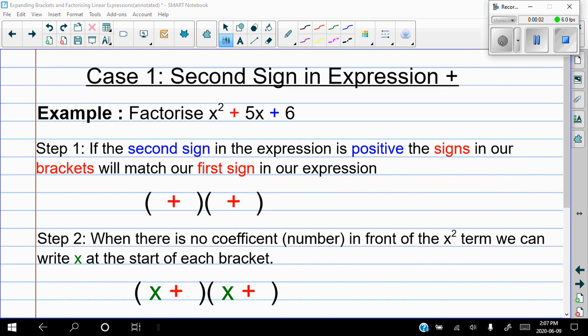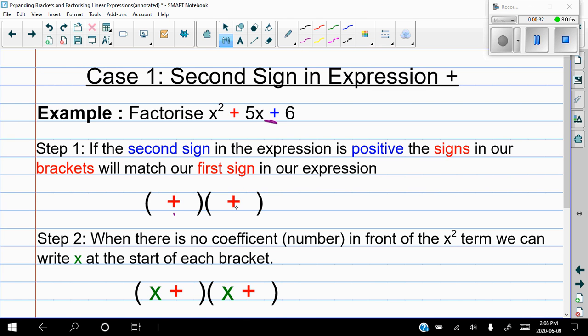All right, so we're going to look at factorizing quadratics in case one. That's where the second sign in our expression is positive. If we're looking at our example, we have factorize x squared plus 5x plus 6. So step one, if the second sign in the expression is positive, which it is, then the signs in our brackets will match our first sign. Our first sign is a positive, so our signs in our brackets are both going to be positive.